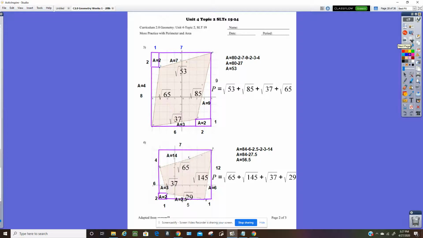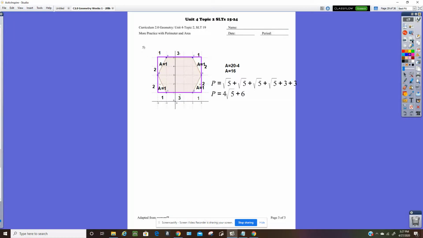And the next page is a hexagon. I drew a 5 by 4 rectangle around there. Each one of these triangles has an area of 4. The area of this rectangle is 20, so 20 minus 4 is 16.